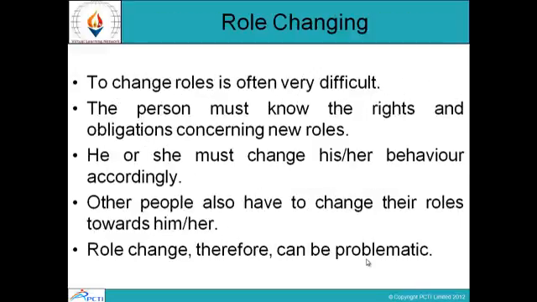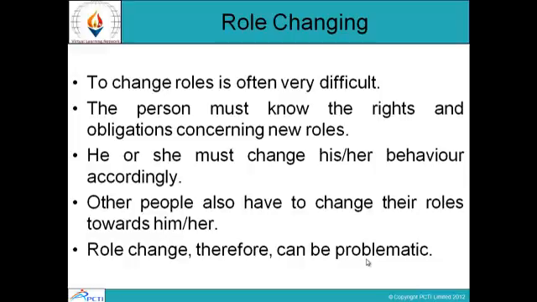Role changing. To change role is often very difficult. The person must know the rights and obligations concerning new roles. He or she must change his or her behavior accordingly. Other people must also change their roles towards him or her. Role change therefore can be problematic as well.